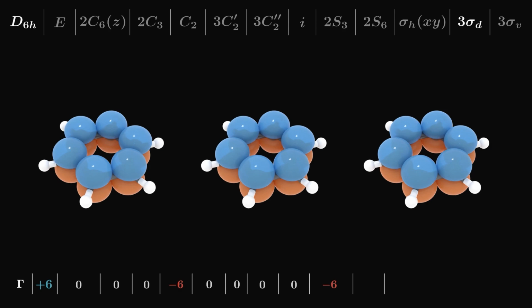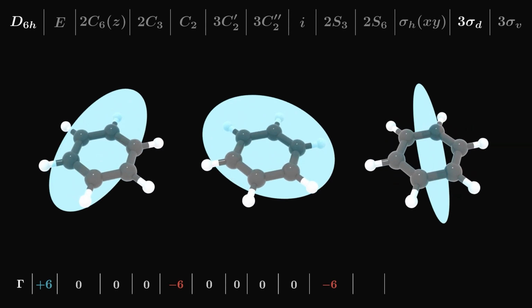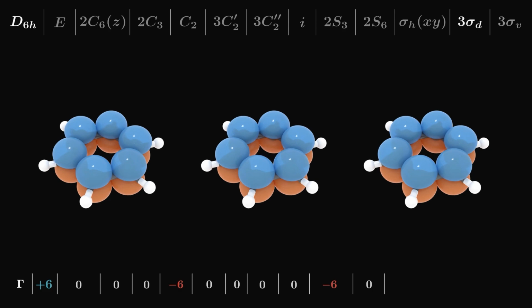Next, we have 3 reflections about dihedral mirror planes. Since this operation happens about the carbon-carbon bonding axis, just as with the C2 double prime rotations, all carbon atoms leave their starting positions, attributing their respective pz orbitals a value of 0, giving this operation a trace of 0.